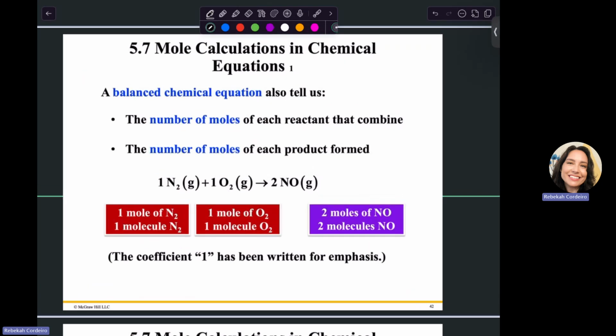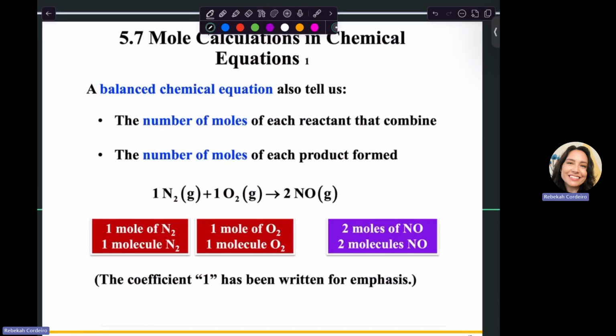And so remember that a balanced chemical equation tells us basically the number of moles of reactants and the number of moles of products. So a balanced chemical equation like this means 1 mole or 1 molecule of N2 and 1 mole or 1 molecule of O2 is 2 moles or 2 molecules of NO. Now we can think about it in terms of molecules if we're thinking about individual pieces, but we can also think about them in large groups in terms of moles.